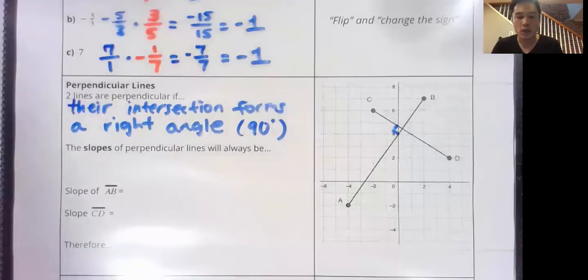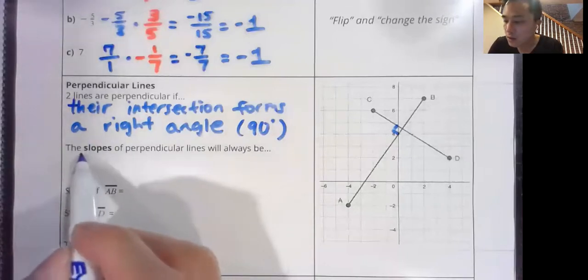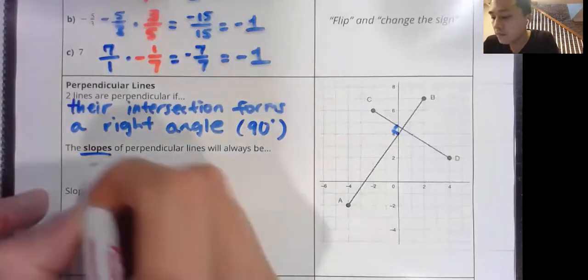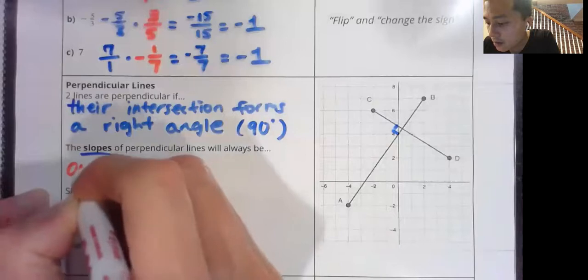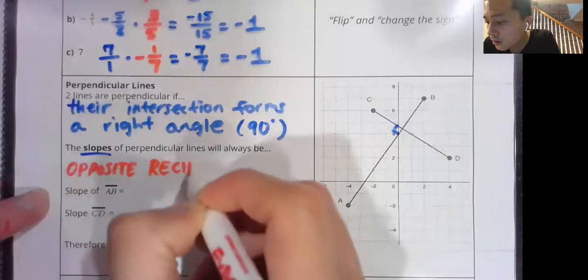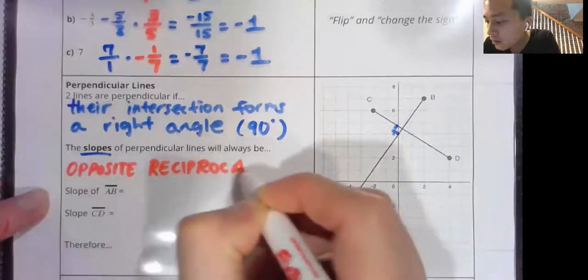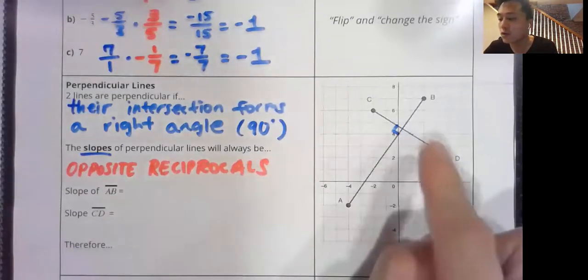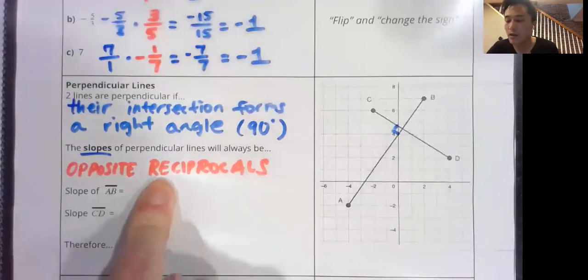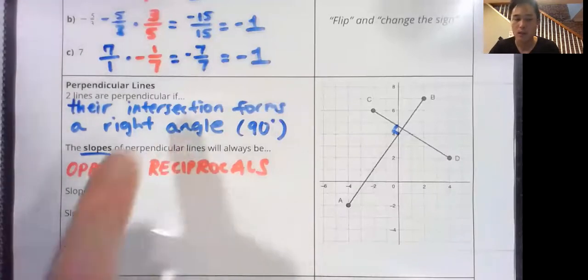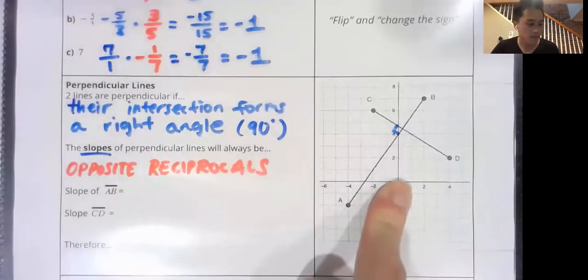Now, the key thing to remember here is that the slopes of those perpendicular lines will always be opposite reciprocals. Another way of thinking about this is if the slopes of the two lines are opposite reciprocals, then we know the lines are perpendicular. They form a right angle. Let's check the slopes of these two lines.